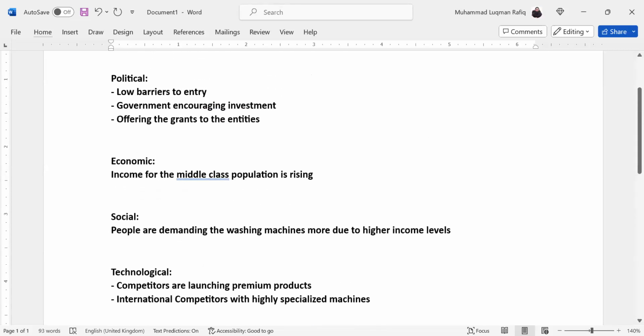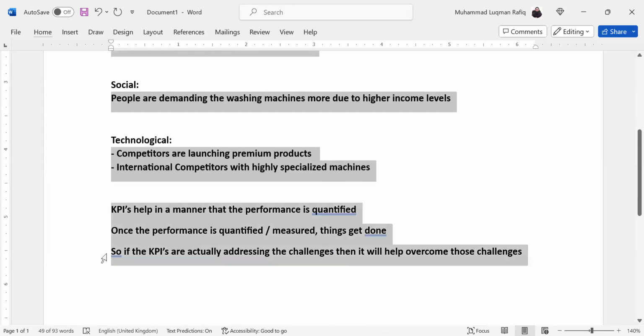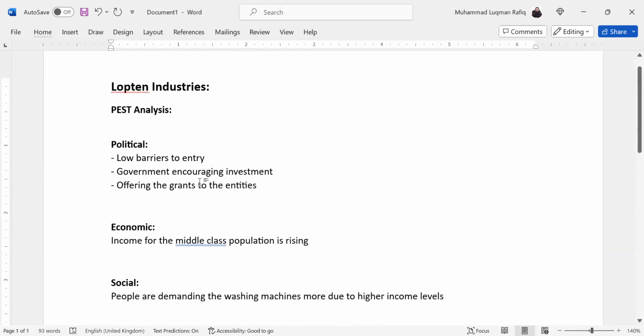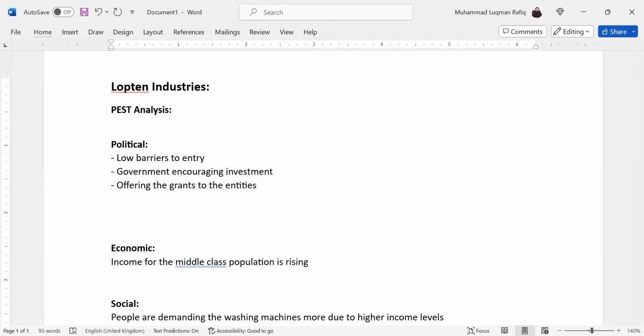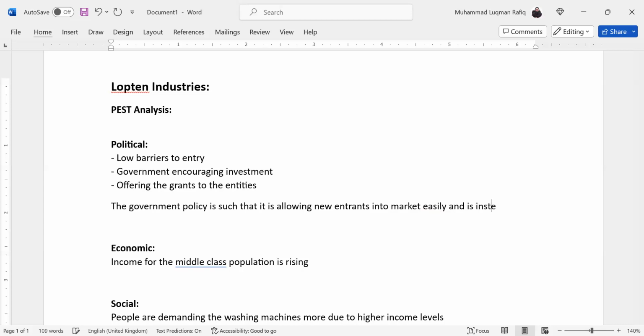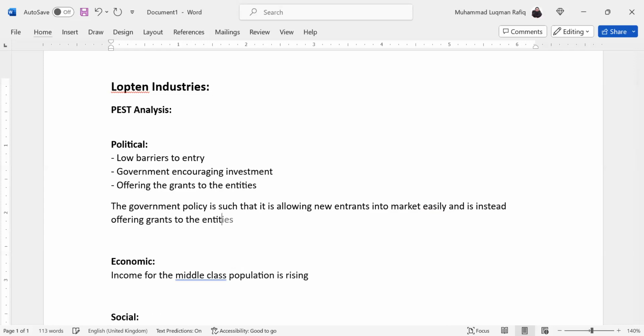For example, let me guide you a bit. Basically, the overall political situation: if I sum up the issues, the government policy is such that it is allowing new entrants into the market easily and is offering grants to the entities who are investing in manufacturing operations.